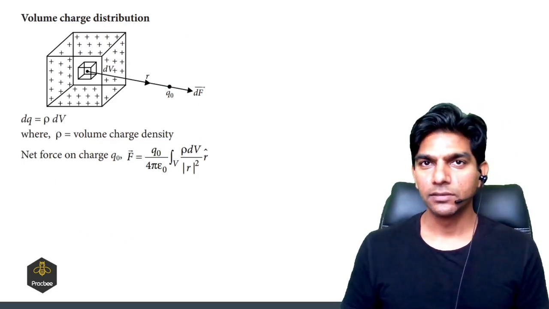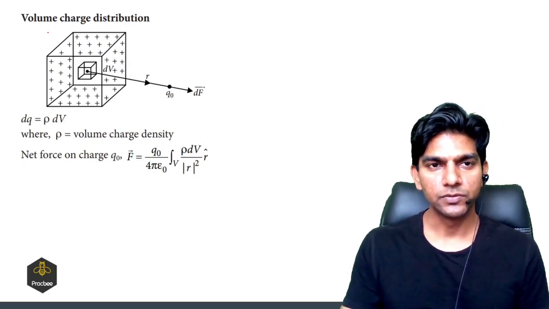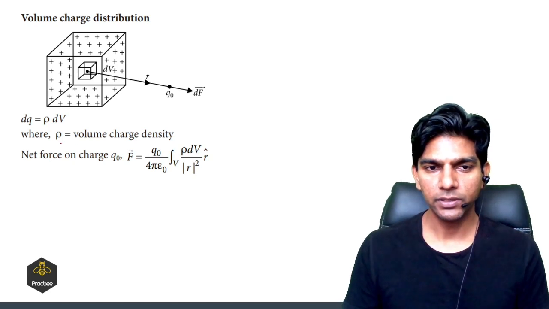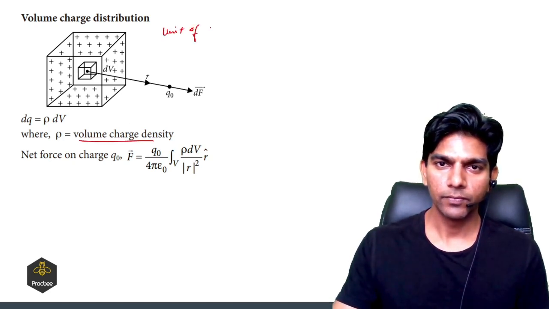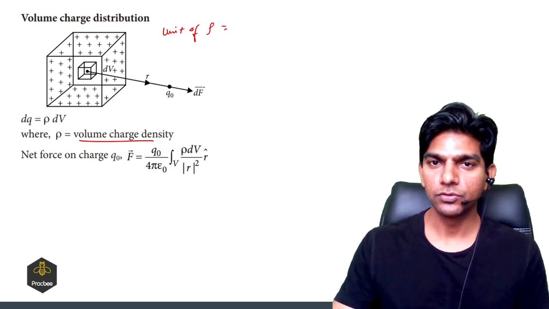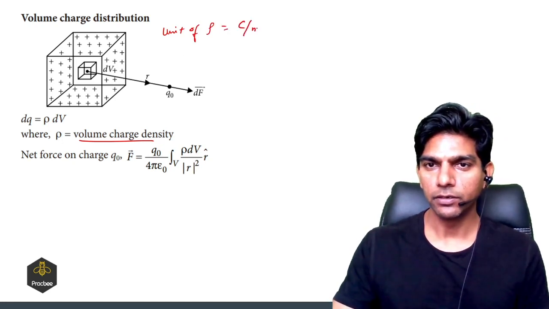Now the third type of charge distribution is volume charge distribution. So here we are given the volume charge density, rho, and the unit of volume charge density is coulomb per meter cube.